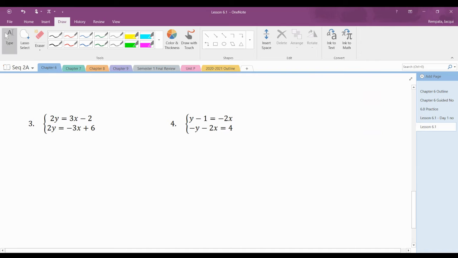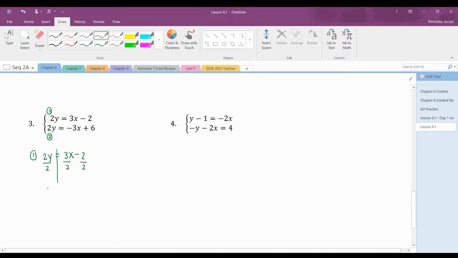All right, if we take a look at the next example, we have two equations. Notice that both of these equations do not quite have y equals, so we'll have to do a little bit of work. So with my top equation, in order to get the y by itself, I'm going to have to divide every single thing by 2.